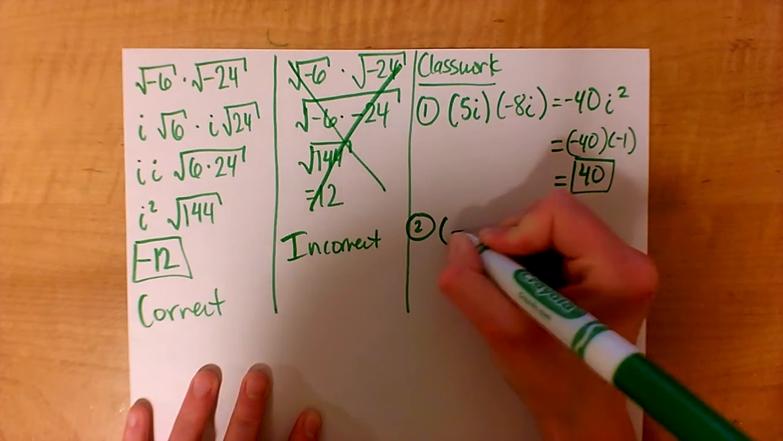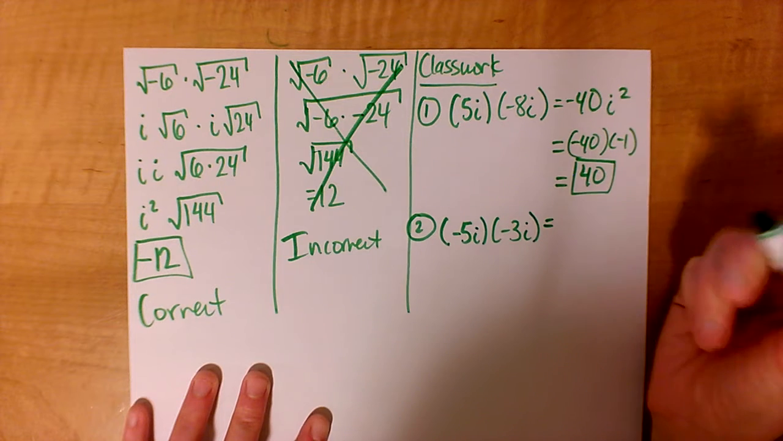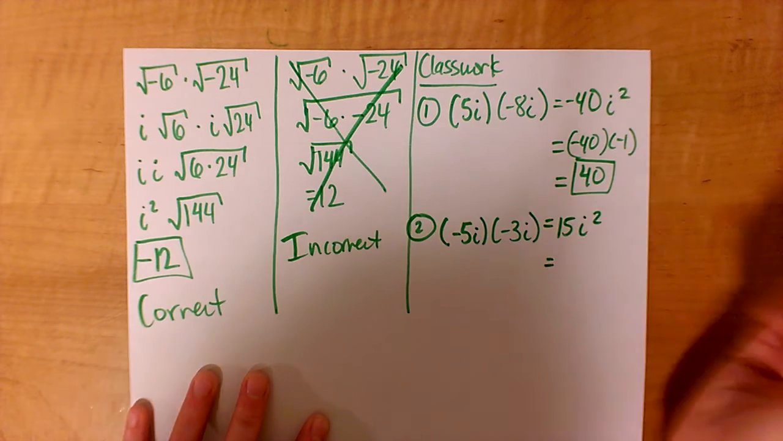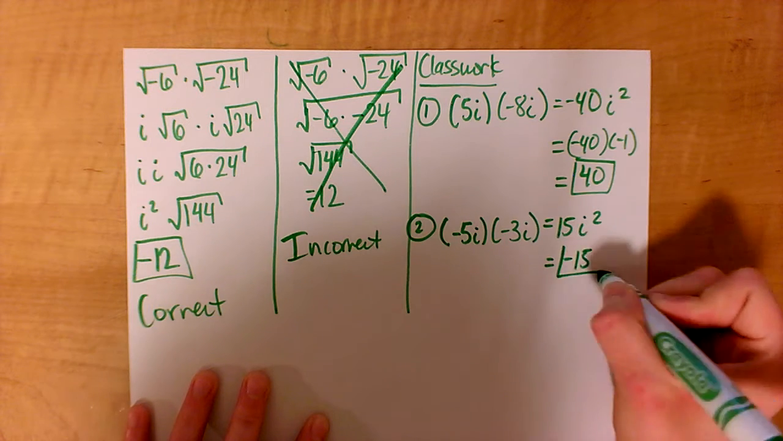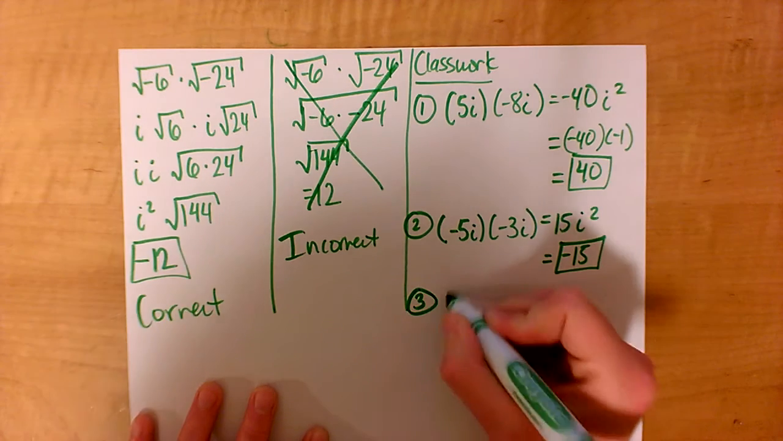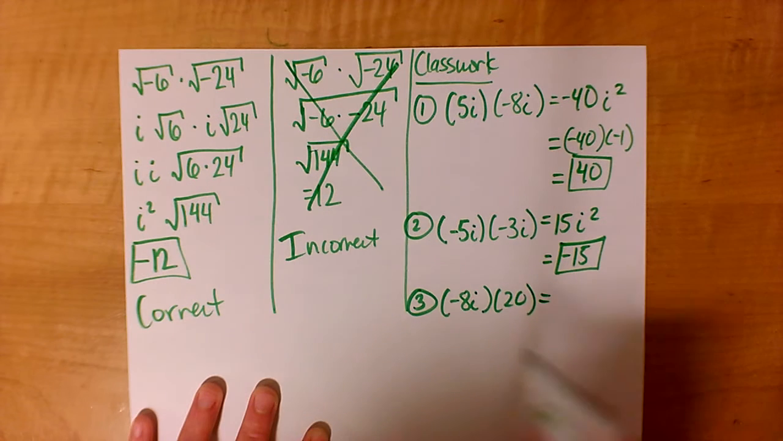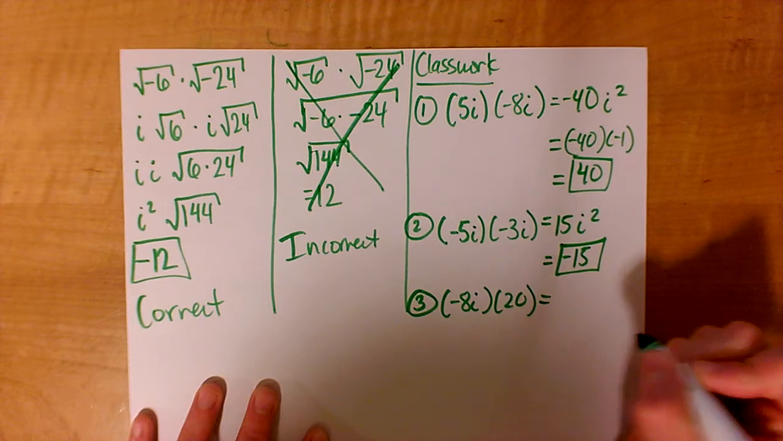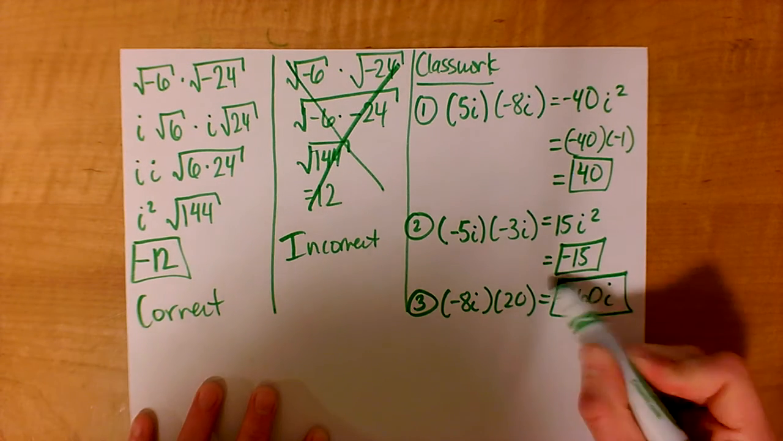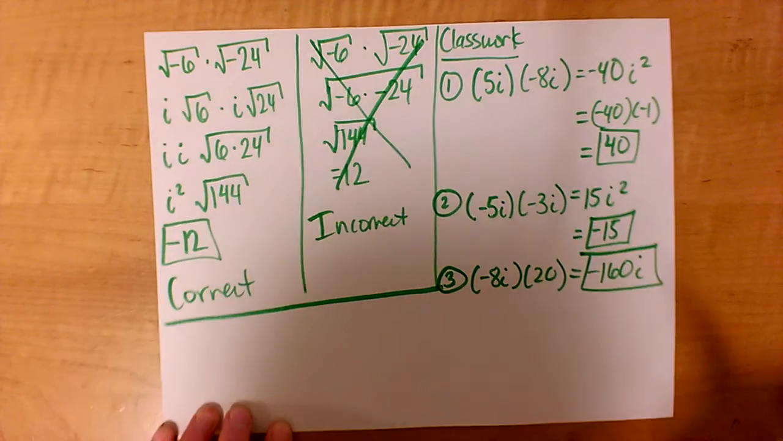Alright, let's go on to number 2. We have negative 5i times negative 3i. So negative times a negative is a positive, so you're going to get 15, and then I times I is I squared, and so you get negative 15. For number 3, we have negative 8i times 20, okay? So negative 8 times 20 is negative 160, and then you have that I, so your answer is just negative 160i.